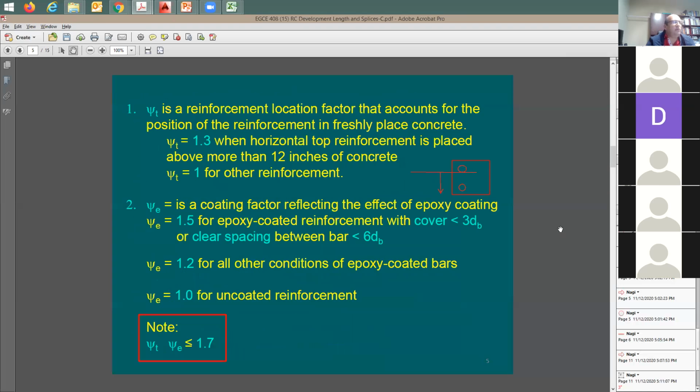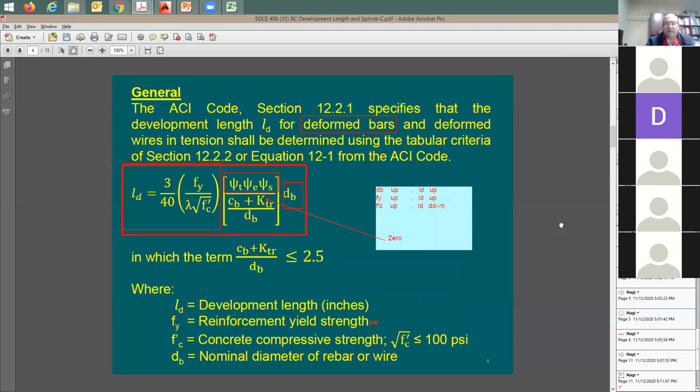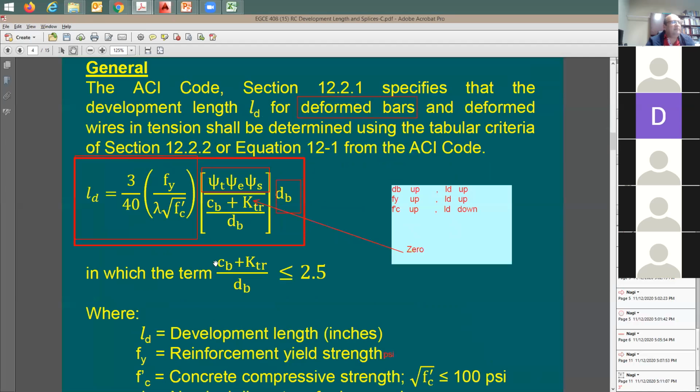Let me go back here to my equation and see if this makes sense, which one to pick. Let's say this CB is going in here, right? Look at the location of this C sub B factor within the equation. When C sub B goes up, what's going to happen? You say development length is going to be smaller. In this case, you're going to have lots of concrete to surround the rebar. But when you have a very small cover and the rebars are closely spaced, what's going to happen for CB? It's going to be smaller and development length is going to be larger.